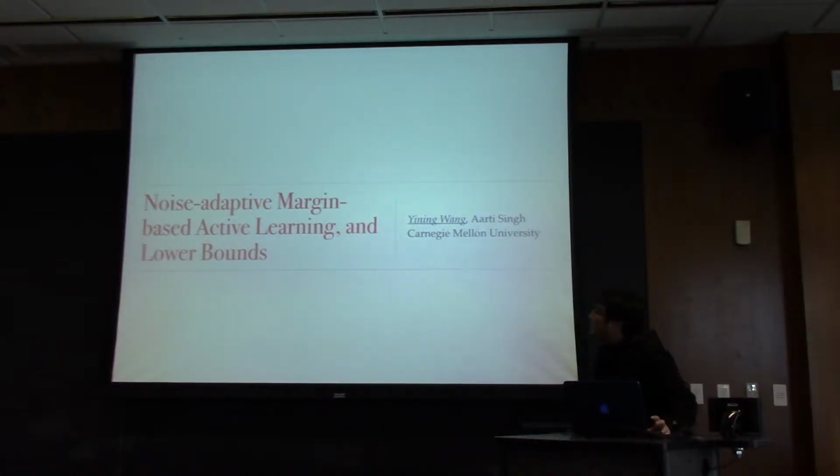Okay. Thanks, Nika. Okay, hi everyone. Today I will talk about basically two parts of my work. One is noise-adaptive, margin-based active learning. This is basically the upper bound part. So we have a learning algorithm which is noise tolerant to some of the parameters in the problem. And also the other bound would be a lower bound, which is kind of an improvement of an existing lower bound argument. So this makes the title particularly long.